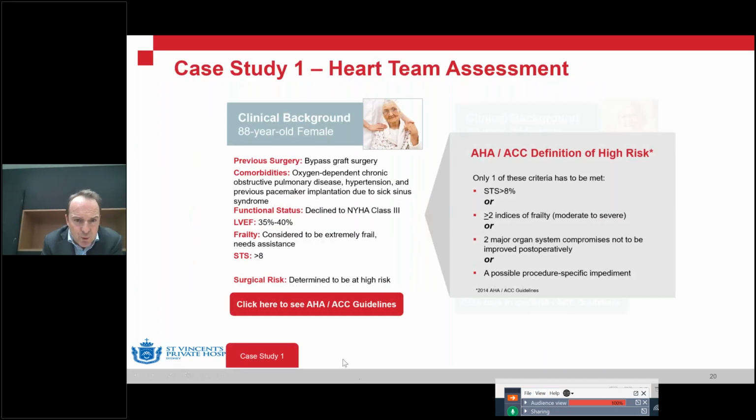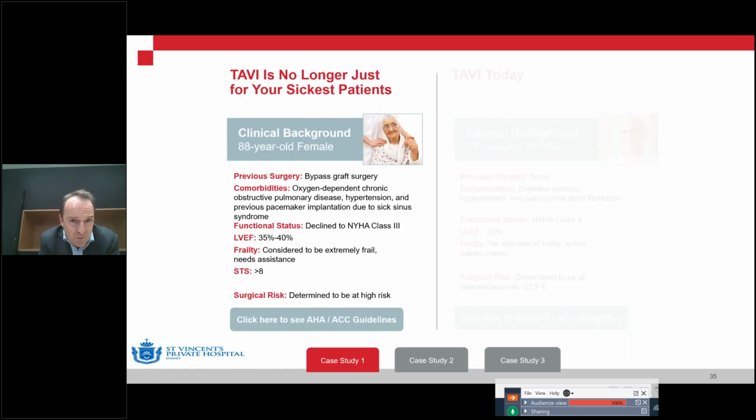These are some short examples. The TAVI, I think, in its infancy was really for very elderly, frail patients, and here's an example: an 88-year-old woman who's had bypass surgery previously. She's now oxygen dependent, has hypertension, a previous pacemaker, and NYHA class 3 dyspnea. She's got poor left ventricular function with an ejection fraction of 35, and is considered to be extremely frail, with an STS risk score. The STS is the surgical risk score of greater than 8, which is very high.